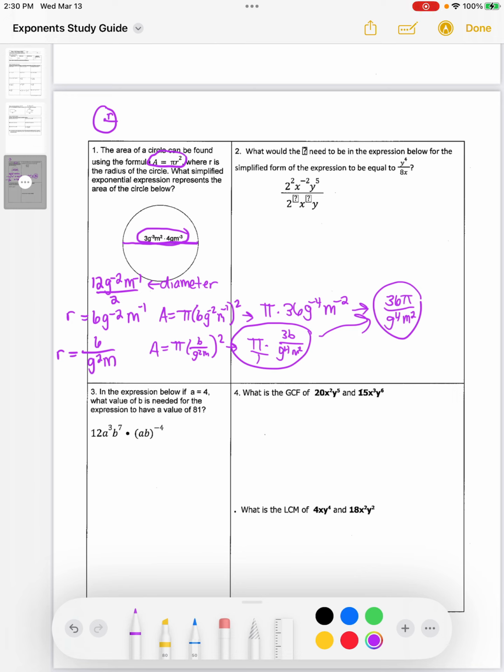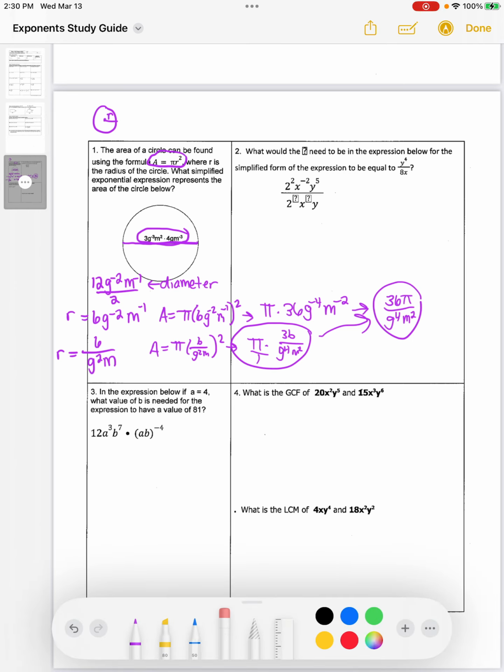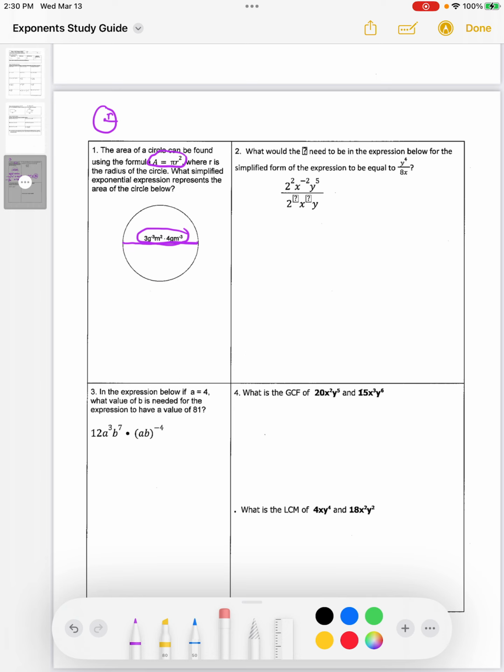So because I need to now do number 2, I'm going to erase this, and I'll just put the final answer here so that you can see the answer is still 36 pi over g to the fourth, m to the second power. That would be the area of that circle. That was a pretty tough problem.